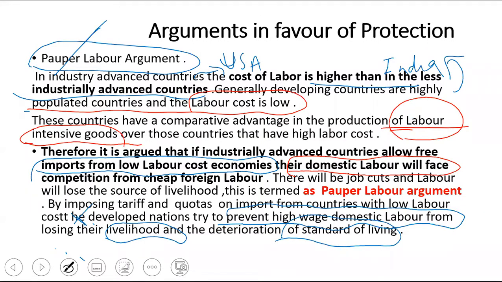There are 3 points. Point number 1, their domestic wage labor will suffer, because they will not get the job. Second, their livelihood will be lost. And third, their standard of living will become less. These are the pauper labor argument. I hope you are understanding.